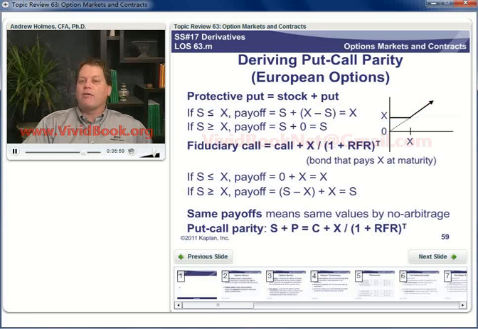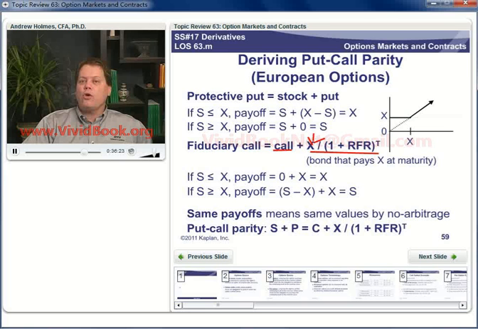We also have a fiduciary call, which is a call option plus a bond where the face value of the bond is equal to the exercise price. Okay, so we're going to discount that back to today. The discounted value of the exercise price is sometimes referred to as the bond. So you're buying a zero coupon bond with a face value of X, and you're paying this discounted value for it today.